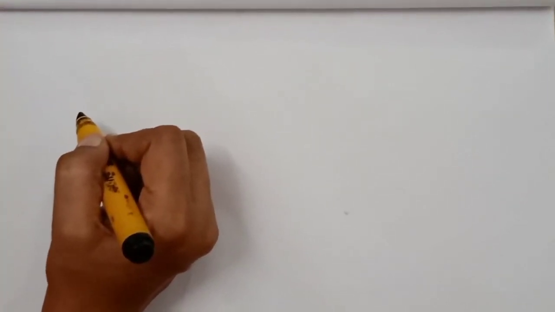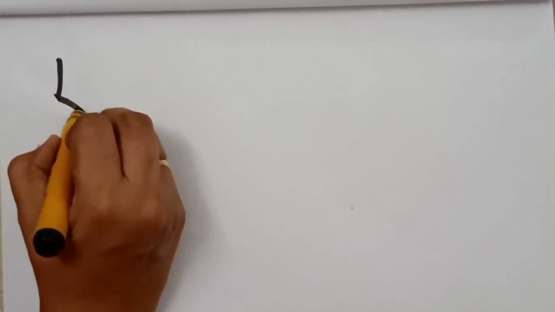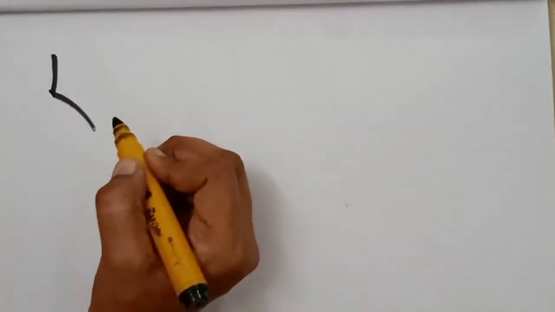Next letter is A. A say Ek. Let's see how to write. Put one small one or a standing line, then put a slanting line.